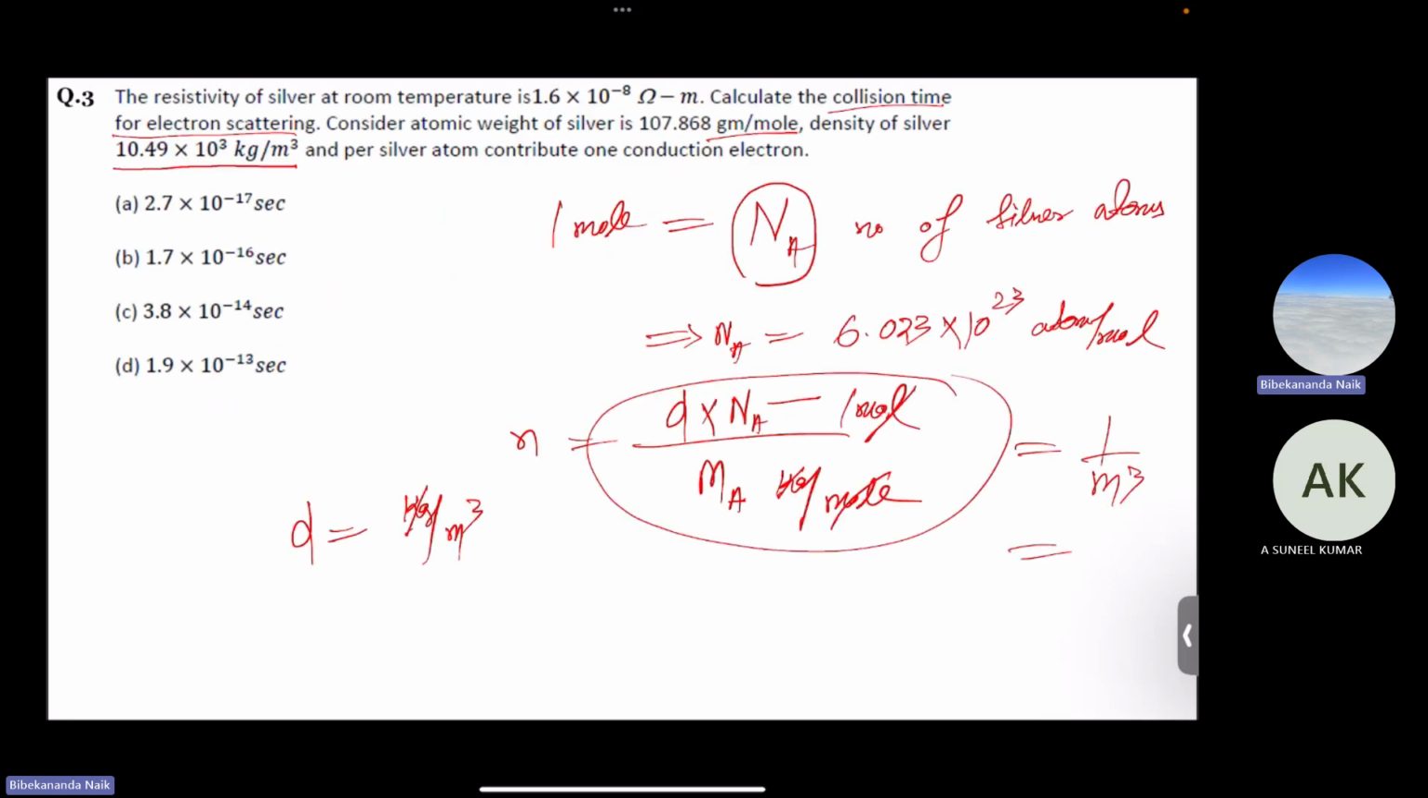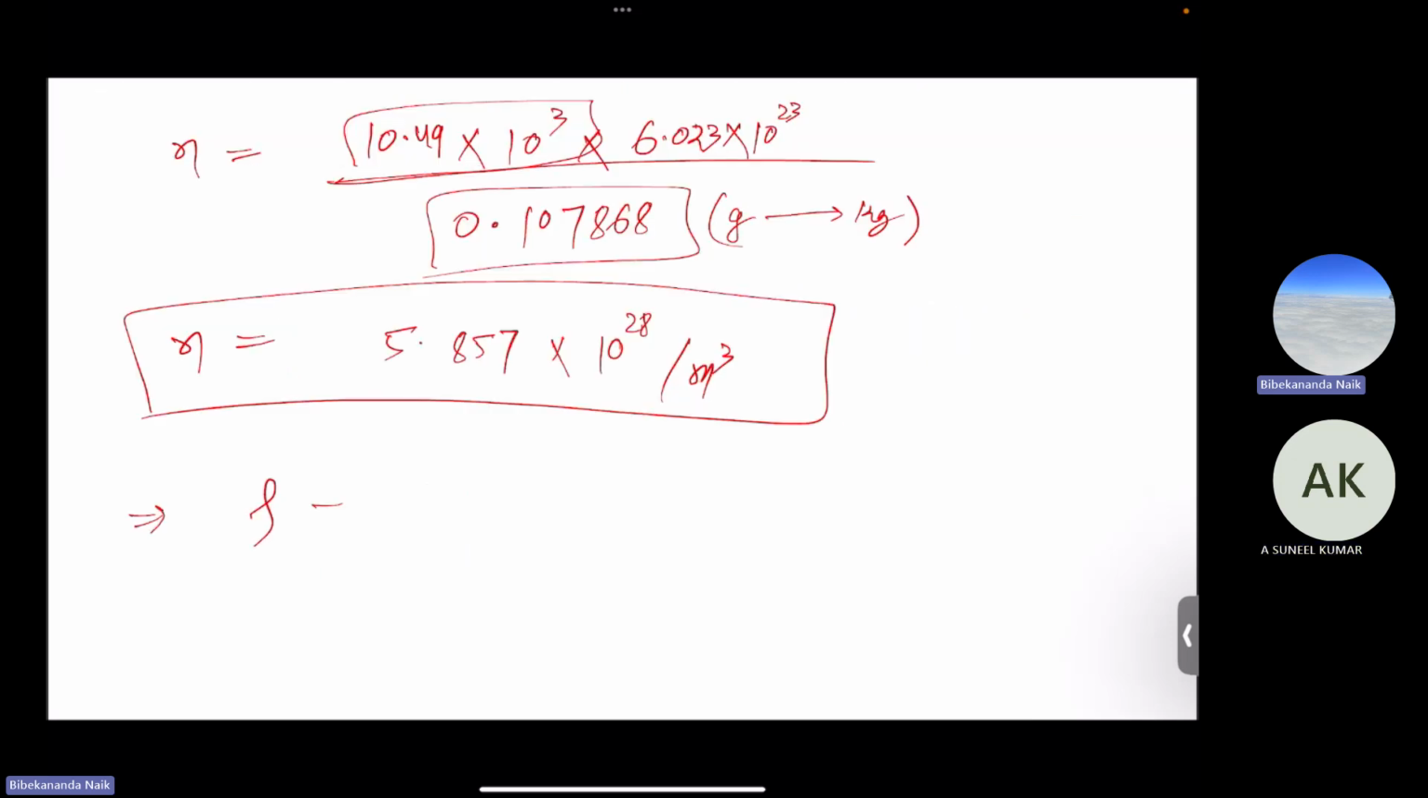And since in the question it is given, consider each silver atom contributes one conduction electron, the number of silver atoms is equal to the number of electrons, or the electron number density. So if you use the formula, rho is equal to m by n e square tau, now you can put the values and tell me what will be the value of the relaxation time or the collision time.